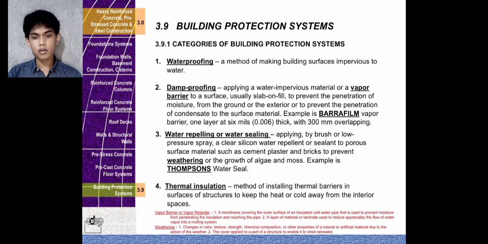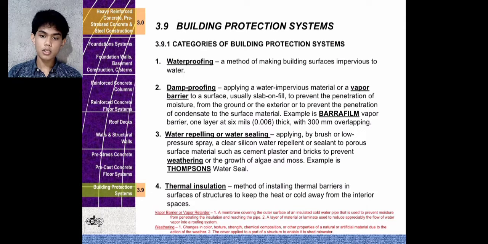The next one is the water repelling or water sealing, which is very self-explanatory. Applying by brush or low pressure spray a clear silicone water repellent or sealant to porous surface materials such as cement, plaster, and bricks to prevent weathering or growth of algae and moss. An example is Thompson's Water Seal.